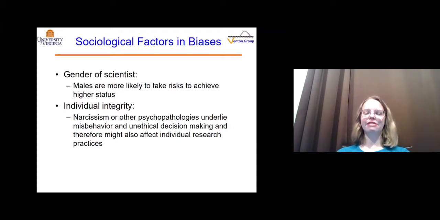And then individual integrity. I really liked this one because I think all of us can probably look at a scientist or two and go, oh my gosh, they really have a huge ego, right? So you think narcissism and other psychopathologies underlying misbehavior and unethical decision making. Some people just are really full of themselves. They think whatever they do must be right, and that they are special, and that they have the right to manipulate things or do whatever they want. It's okay because it's them, and they are special and they can do it. Nobody is like that, but I think everybody kind of knows a scientist that teeters on the edge of that.